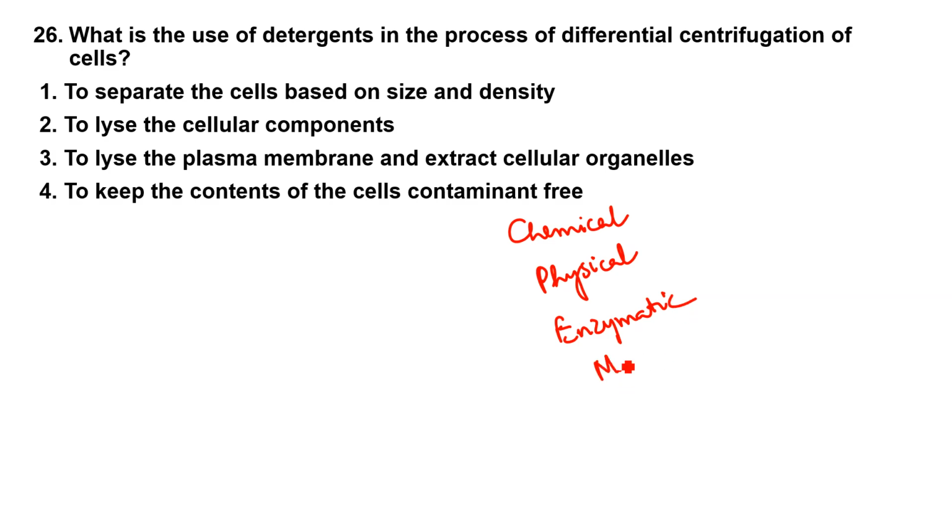Mechanical methods. So in the chemical method, one way of homogenizing the sample is by using a detergent called sodium dodecyl sulfate. What it does is lyse the plasma membrane. Because this is a detergent, it will lyse the plasma membrane and extract the cellular organelles. That is the function of SDS or detergents used in differential centrifugation. So the answer is option C, or option number 3.